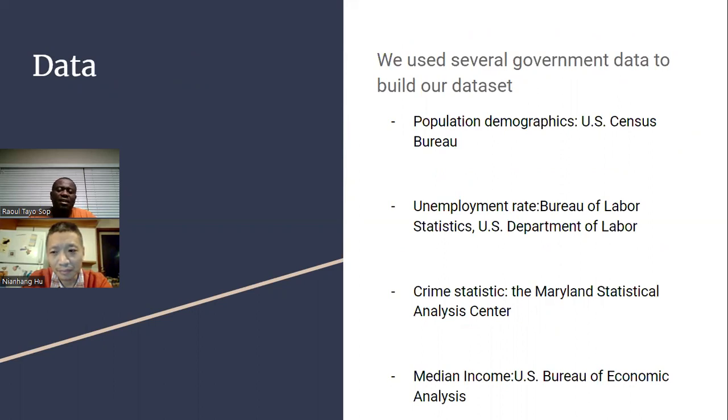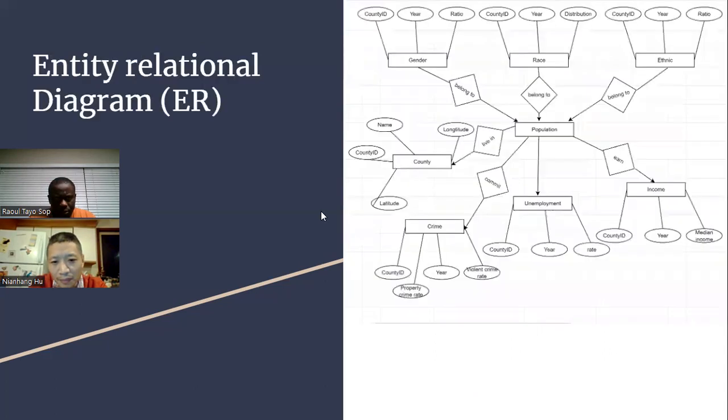So now talking about the data, we used several datasets from the government to build our data set. The first data that we used was the population demographic from the US Census Bureau. We also got some data on the unemployment rate from the Bureau of Labor Statistics, US Department of Labor. We also got data on crime statistics from the Maryland Statistical Analysis Center. And finally, the last data we got was the median income, from the US Bureau of Economic Analysis.